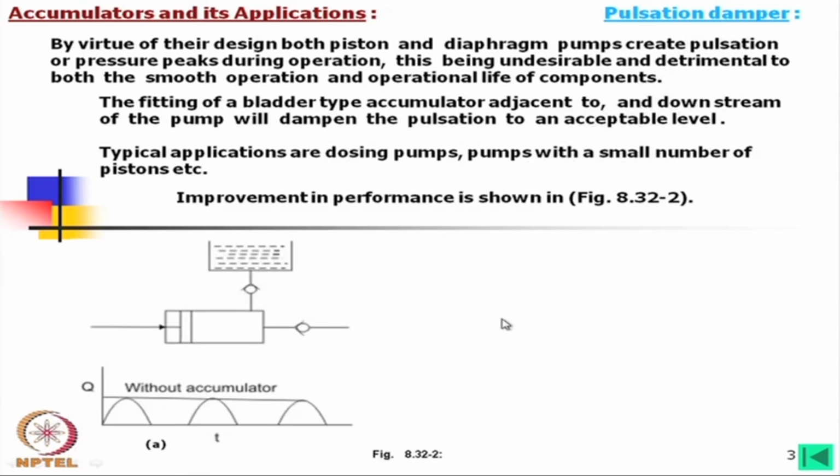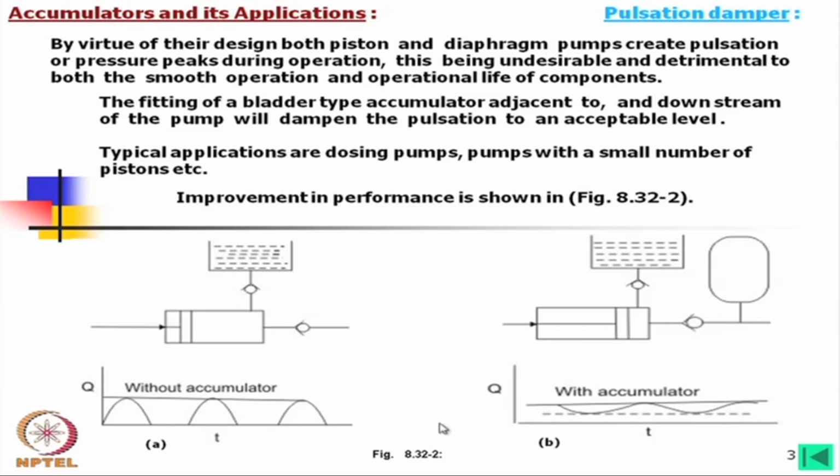Now, improvement in performance can be realized from here. What we have done is, as if this oil is being pumped in from here, then without this accumulator we may have ripple like this, and if we use an accumulator, this ripple will reduce. This is an accumulator, a very schematic diagram, how it looks like, that we will see later.